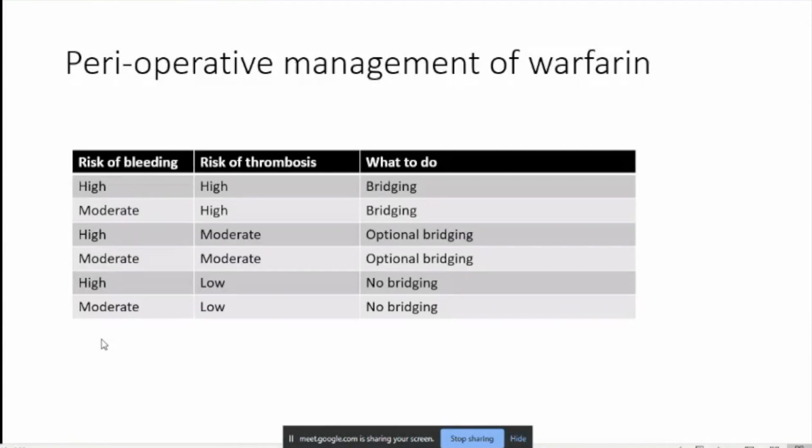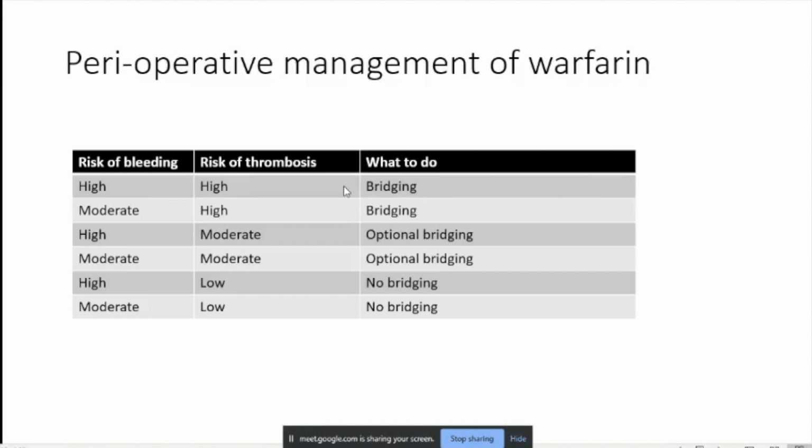So if we know the low risk of bleeding and very low risk of bleeding surgeries, whatever surgery is not included in low risk, it's high risk. And for high risk and moderate risk of bleeding, we do the same kind of bridging. So if you notice here, if the patient has high risk of thrombosis, it doesn't matter if the patient is undergoing a high risk of bleeding surgery or moderate risk of bleeding surgery, we do the bridging. So we don't have to categorize if the patient is going for high risk of bleeding surgery or moderate. Only what you have to know is what are the low risk of bleeding surgeries.